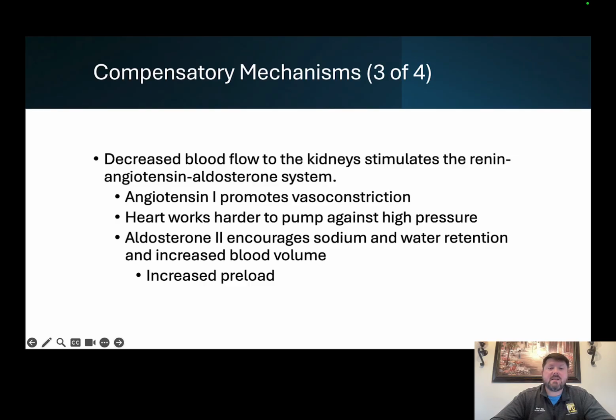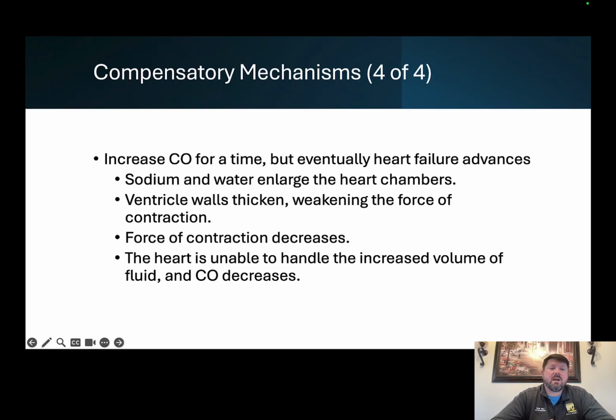Decreased blood flow to the kidney stimulates the renin-angiotensin-aldosterone system. Angiotensin 1 forms angiotensin 2, which promotes vasoconstriction. The heart has to work even harder to pump against high pressure. This increases cardiac output for a time, but eventually the heart failure advances because of the increased workload on the heart. Sodium and water retention enlarges the heart's chambers. The ventricular walls thicken, weakening the force of contraction. The force of contraction decreases, and the heart is unable to handle the increased volume of fluid, and cardiac output decreases.